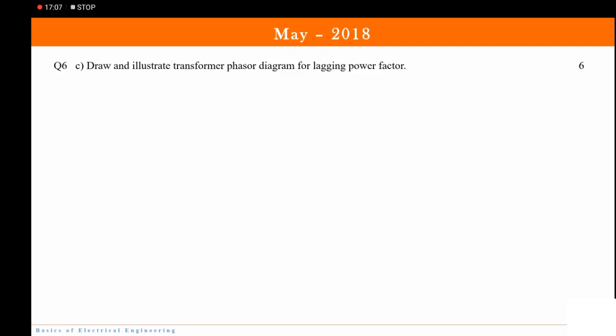Now the last question, which was asked for 6 marks, says that we have to draw the phasor diagram for lagging power factor for a single phase transformer. So again, this has been discussed in the 4th chapter, single phase transformer, and we have done the phasor diagram for resistive, that is when the power factor angle phi is 0, or lagging power factor, which is inductive load, and leading power factor also, which is capacitive load. So we have seen all three kinds of phasor diagram. You can refer to that lecture in the transformer chapter.